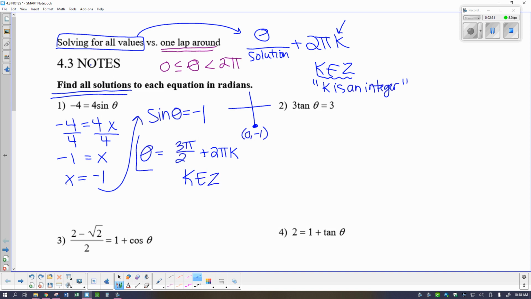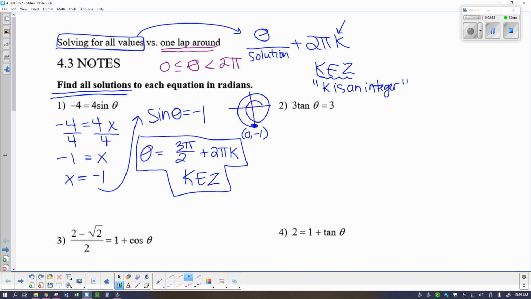So this is our best answer. That's going to get us every single possibility for number 1. It's going to land us here. And then it'll land us here again if we go another revolution. And again and again and again. All right, let's try number 2.